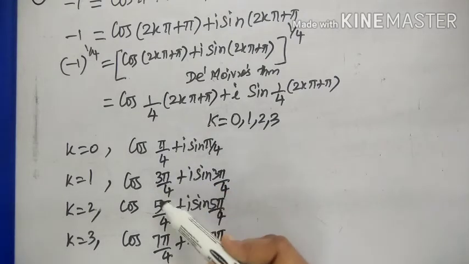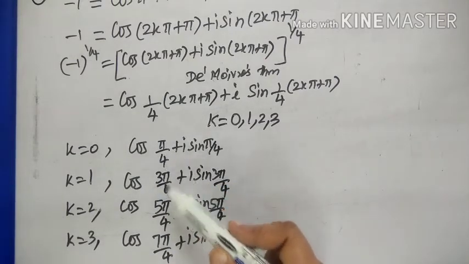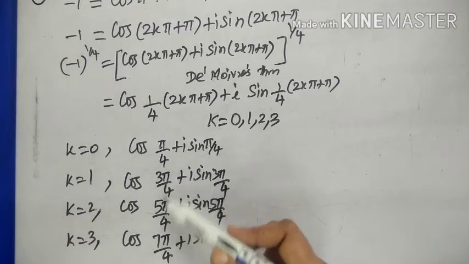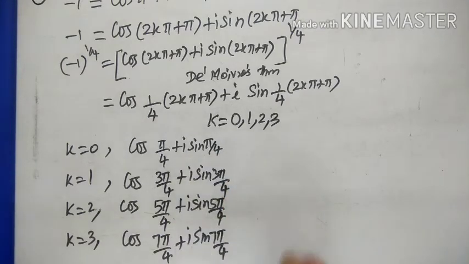See, pi to 3 pi by 4. How much is the difference? 2 pi by 4. Same idea. 3 pi by 4 to 5 pi by 4. So, every time 2 pi by 4 is increasing. Here also, 5 pi by 4 to 7 pi by 4. So, the difference must be the same. Let us remember. It's a very important concept.